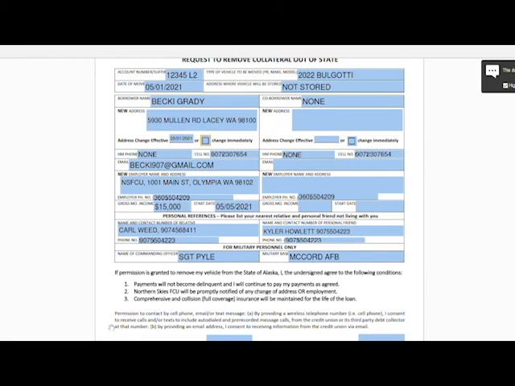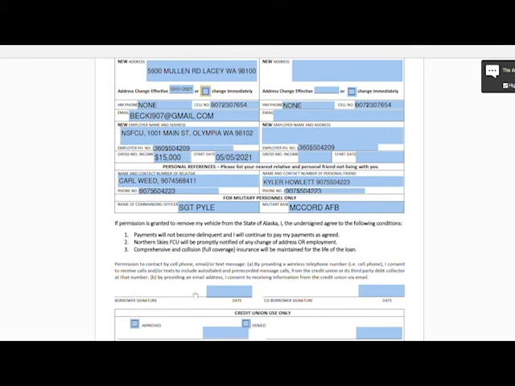Permission to contact by cell phone, email, or text message. By providing a wireless telephone number, I consent to receive calls and or texts to include auto-dialed and pre-recorded message calls from the credit union or its third-party debt collector at that number. By providing an email address, I consent to receiving information from the credit union via email. Borrower is going to sign, borrower is going to date. If there is a co-borrower, they must sign. Down here is where we're going to have the information approved. We want a loan officer's signature, but ultimately, we need either Lori or Kyler.